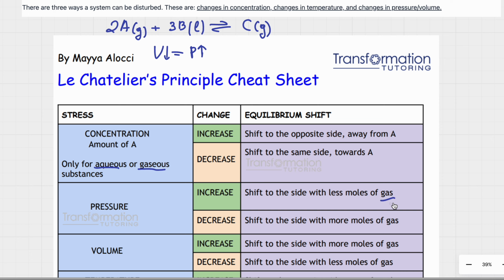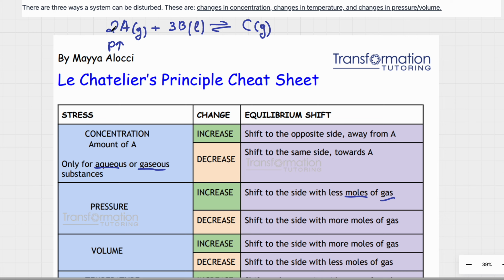So we will only have to look at gaseous substances in our equation. For moles, we will look at the coefficients in our equation. So for example, let's go back here and let's just erase this, and let's look at what happens if our pressure increases. So let's look for our gaseous substances. On the left, my substance A is a gas because it has a G next to it. On the right, my substance C is a gas because it has a G next to it. This is liquid, so I will not take that into account.